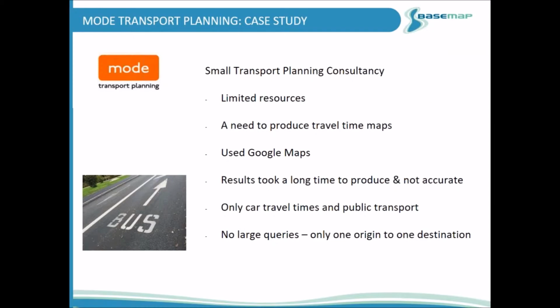And first of all, they started using Google to do that. They thought Google was great. Google could do that kind of analysis for them. However, they found out that because they could only do it one at a time, it took them a long time to produce. And actually then found out the results weren't always accurate because sometimes it's based on live data. So actually travel times were poorly representative, depending on the time of day. Also, it wasn't very good when they started using it for looking at other modes of transport. They can look at car and public transport as well.